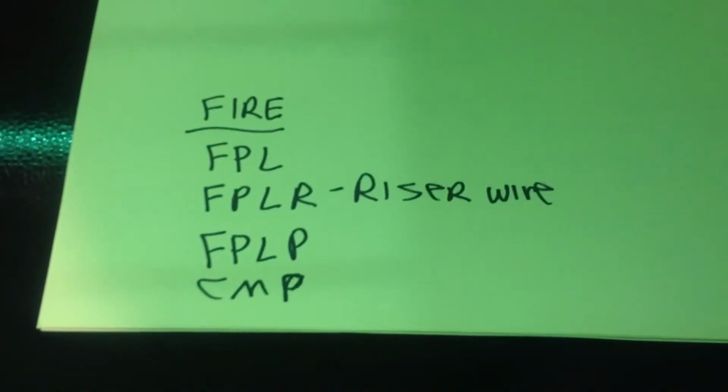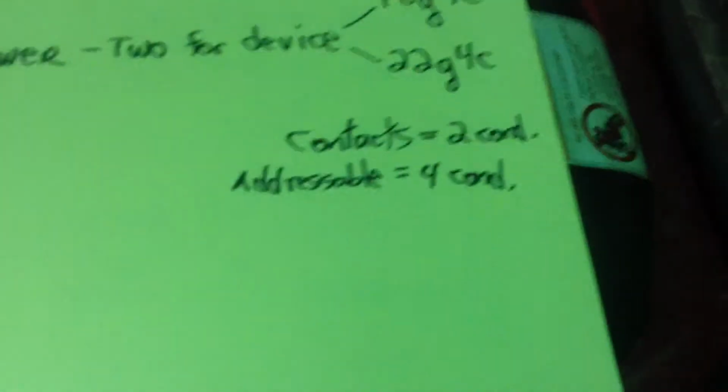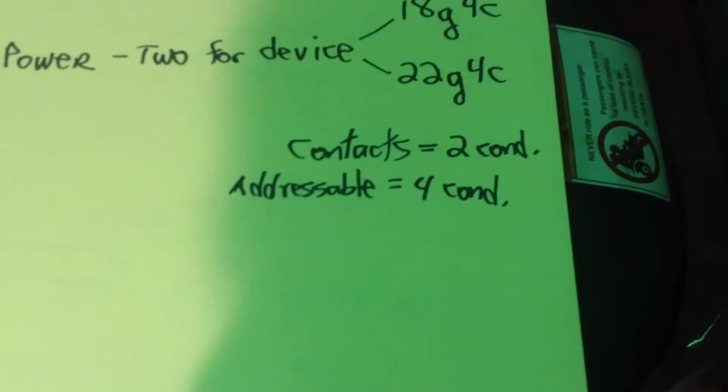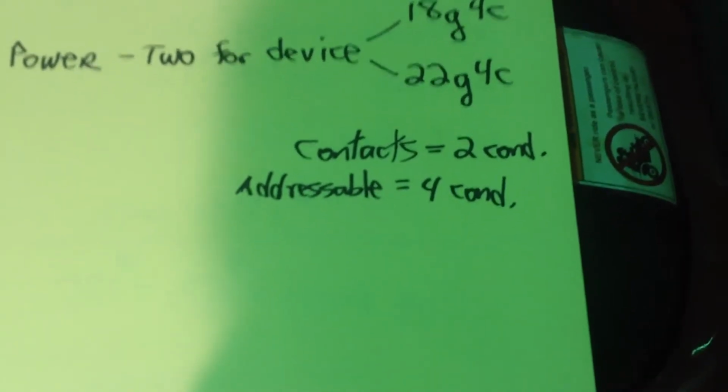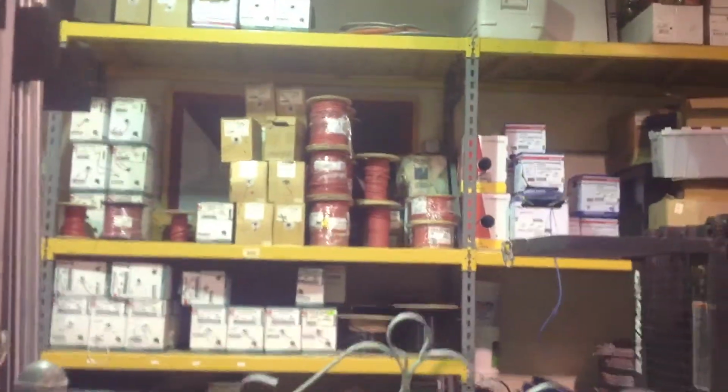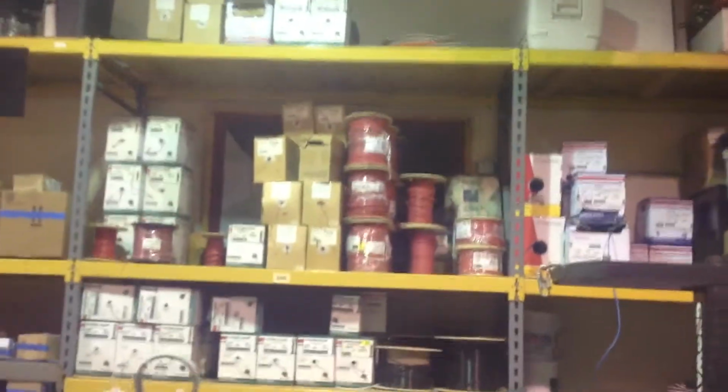And then there's CMP wire, which is also plenum. And so when you have contacts, for example, you could do a contact with 2 conductor. Unless you're doing an addressable system, then it would be 4 conductor. I'll have a separate video for the addressable systems. So with your fire alarm, we normally use red wire because that's what the FPL normally comes in.